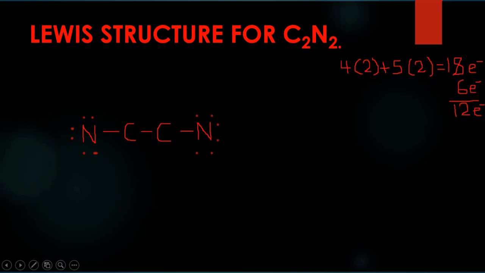So we go on to the final step, which is to use the lone pair of electrons and form multiple bonds. We'll use these 2 electrons over here, or any of the lone pair of electrons, and form a multiple bond between the nitrogen and the carbon atom. And we'll do it for this side too. So that's what we've done over here.